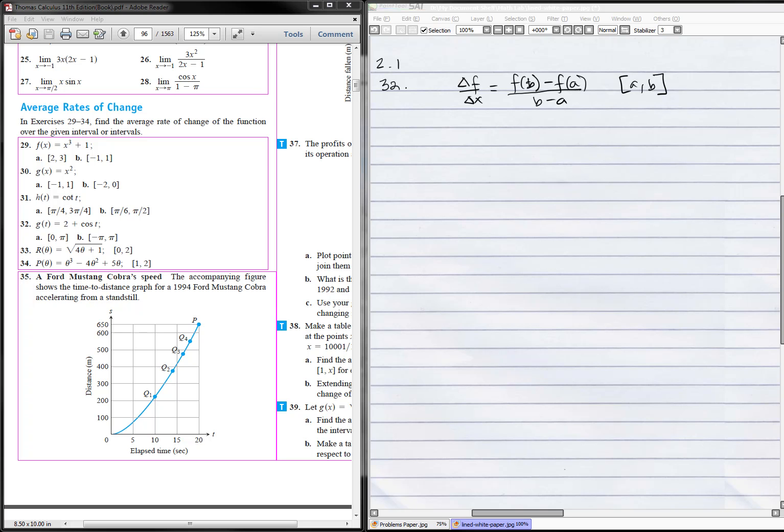It's Math 112, Section 2.1, Average Rates of Change. It's Part 2. We've already done Problem 30. We're going to go now to Problem 32, still using the same definition as Problem 30.